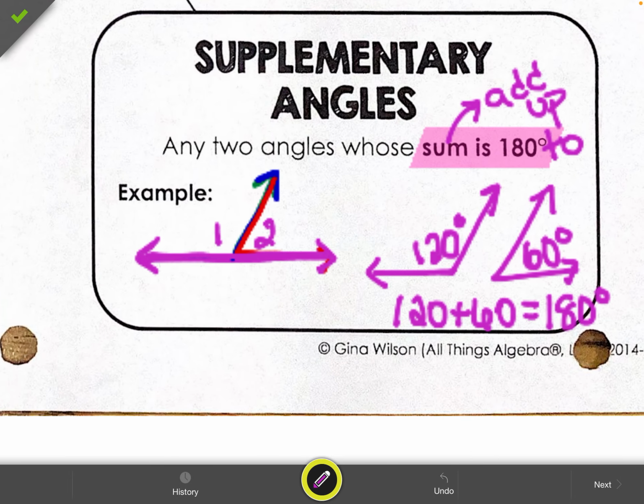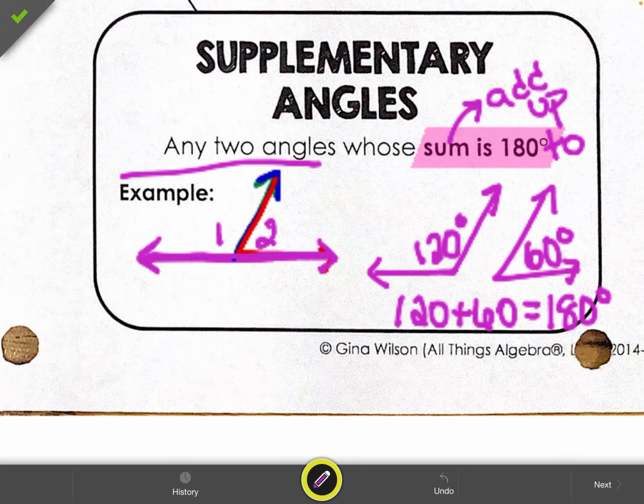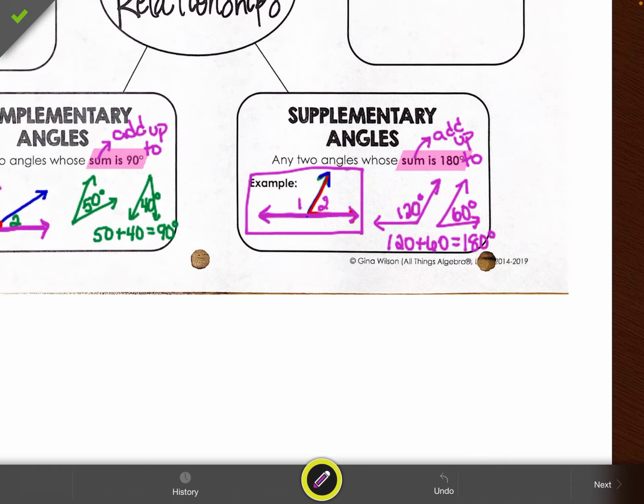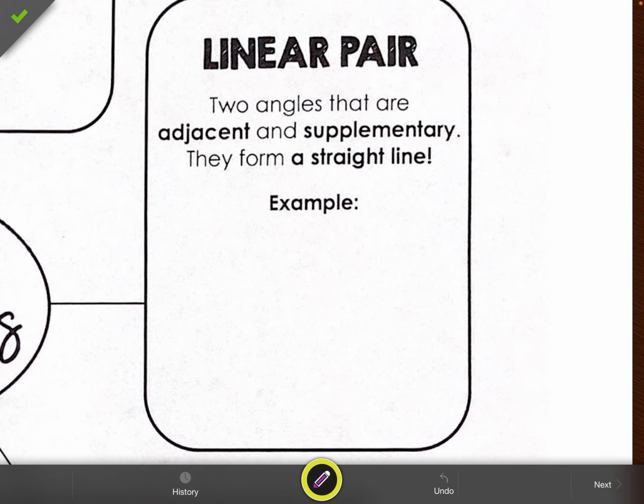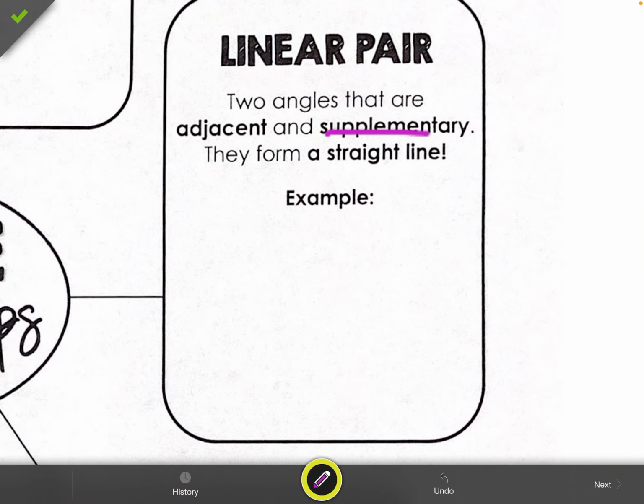Now, they actually have a special name for this pair right here when they're next to each other, and they call them a linear pair. And they're just a special kind of supplementary angle. They have to be next to each other.